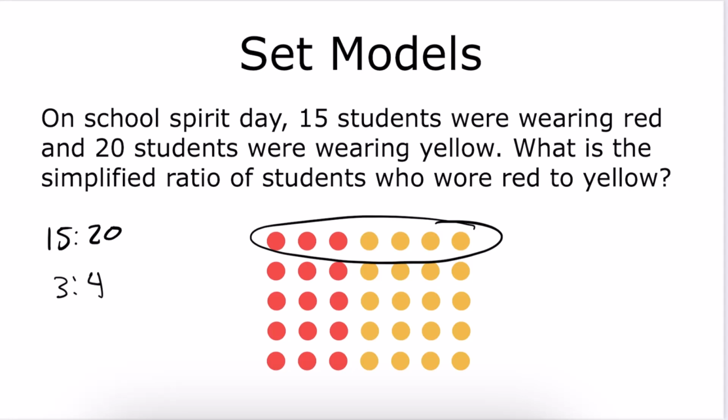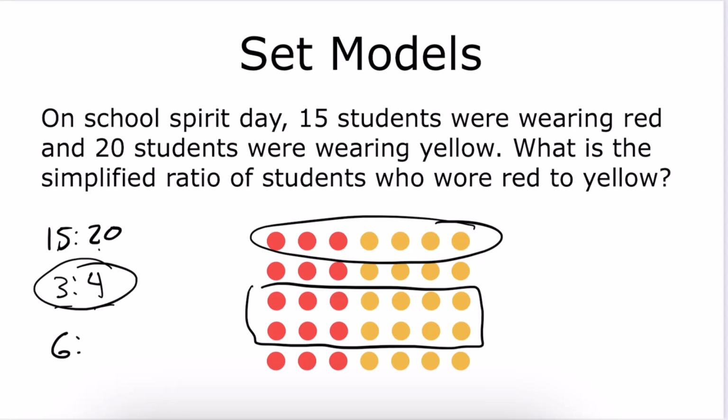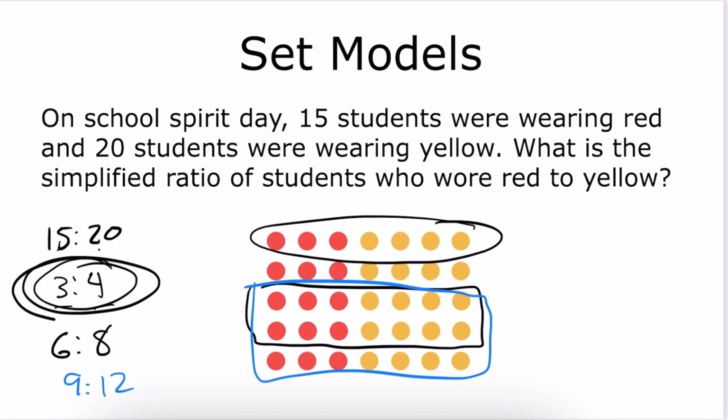Notice that 15 divided by 5 equals 3 and 20 divided by 5 equals 4. And so this would be an equivalent ratio that represents the same multiplicative relationship. Now, there's also lots of other equivalent ratios, like you could say that there are 6 students who are wearing red for every 8 students who are wearing yellow. Or you might say that there's 9 students who are wearing red for every 12 students who are wearing yellow. All of these ratios would be equivalent, but this one is the simplified one.